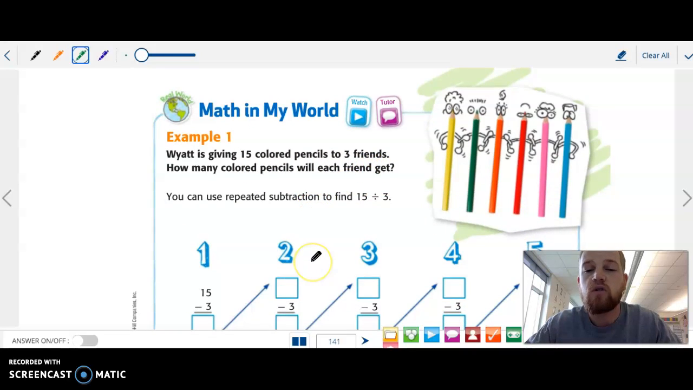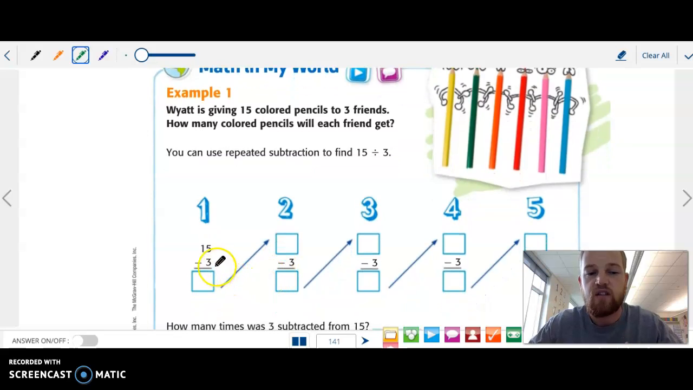What we're going to do is subtract, and see how many pencils each one will get. We have 15 as our starting number, and we're going to subtract 3 from it. I start with my ones place: 5 minus 3 is 2, and 1 minus nothing is 1. So now I'm at 12.